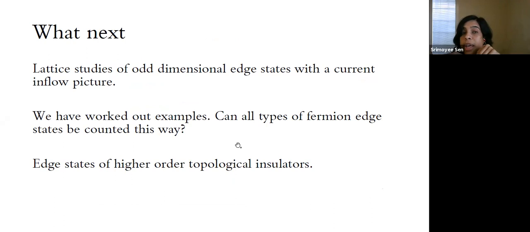Another question that I'm thinking about quite a bit is, we have worked out certain examples. The question is, how general is this? Does this construction work for all kinds of edge states? Or did we miss some where it doesn't work? And edge states of higher order topological insulators, can you also describe these using this construction? Those are some of the questions that I'm thinking about.